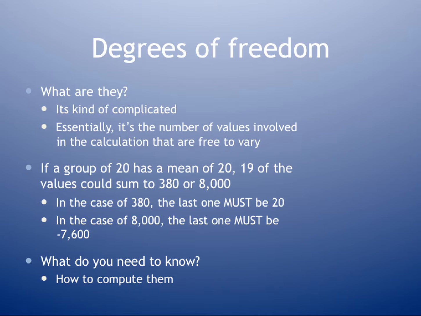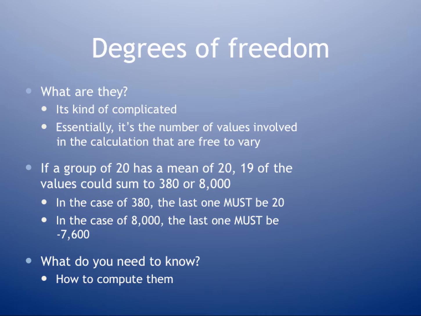Well, if the average is 20, we know that 19 of those values could add up to be anything. They could be 380 or 8,000 or anything. The 20th value would have to be something to make your overall group have an average of 20. So in the case of 380, the last value would have to be 20 in order for your averages to work out to be 20.